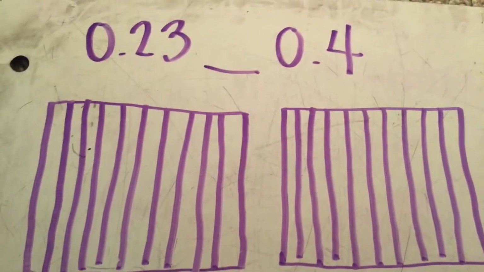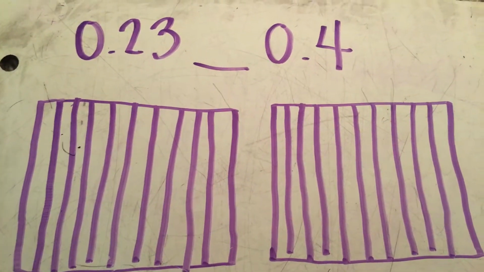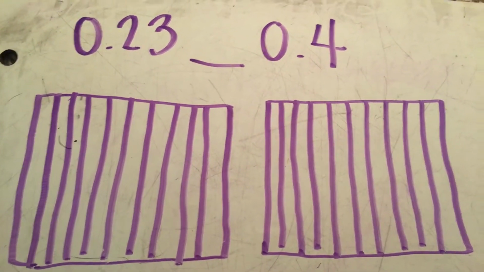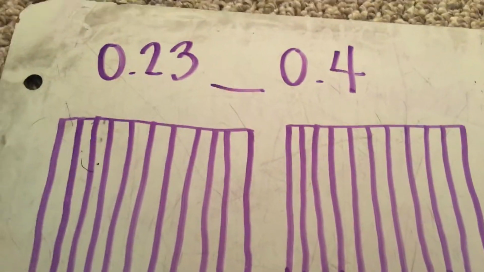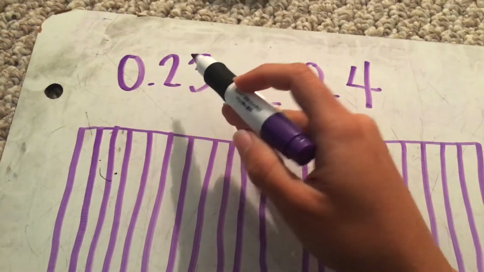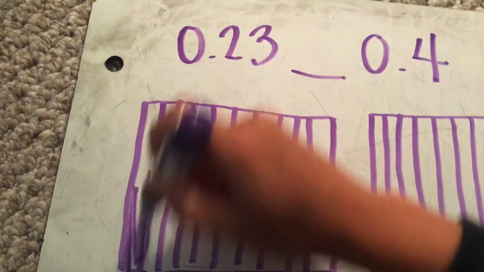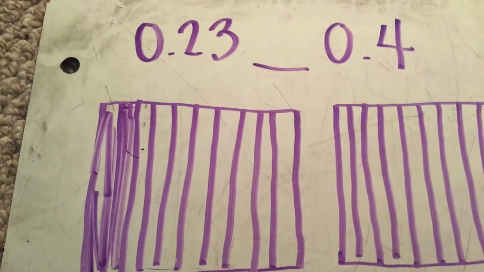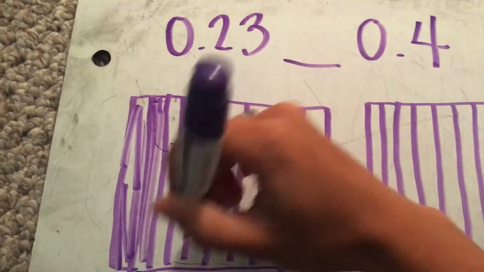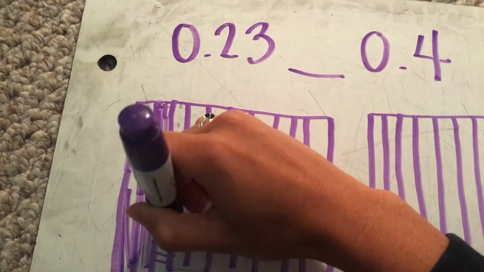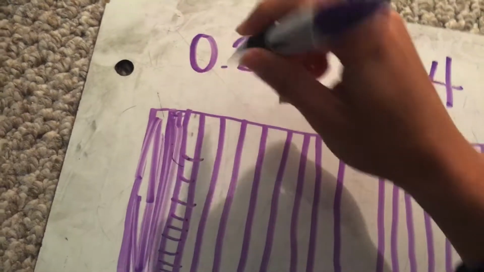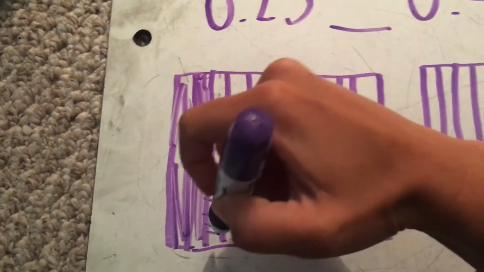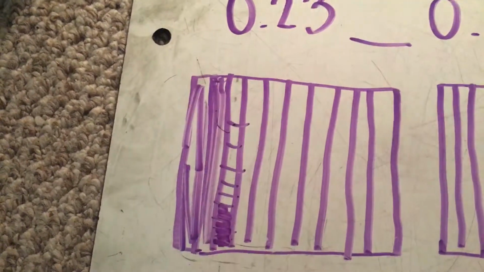So we have 23 hundredths, and I know it's hundredths because there's two numbers behind the decimal. So I know that the 2 is in the tenths place. So I'm going to shade in 2 whole things right there, right? And then remember the hundredths, we have to split this one into 10 pieces, and I'm going to shade in 3 of them.